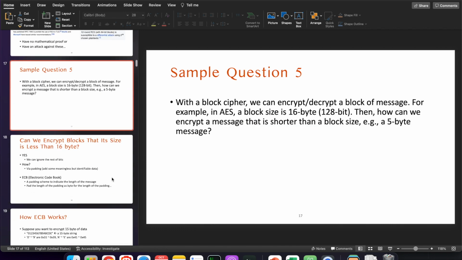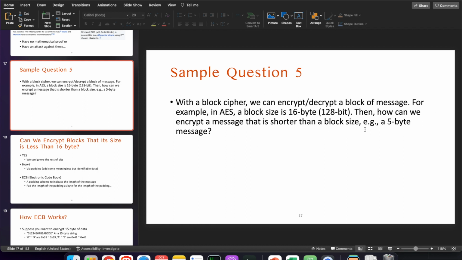Next is a question about the AES and the block cipher. Sample question 5. With a block cipher, we can encrypt and decrypt a block of the message. For example, in AES, the block size is 16 bytes, so we must encrypt 16 bytes by 16 bytes. So in that case, how can we encrypt a message that is shorter than the block size?